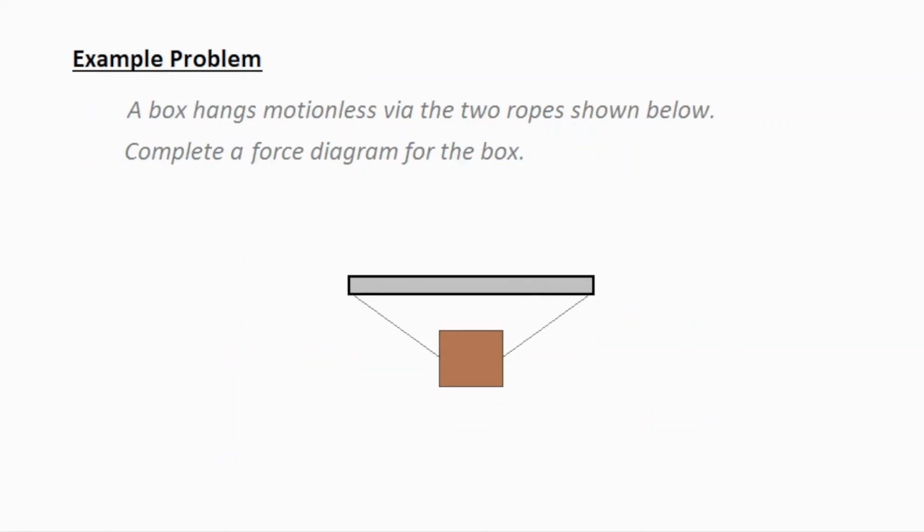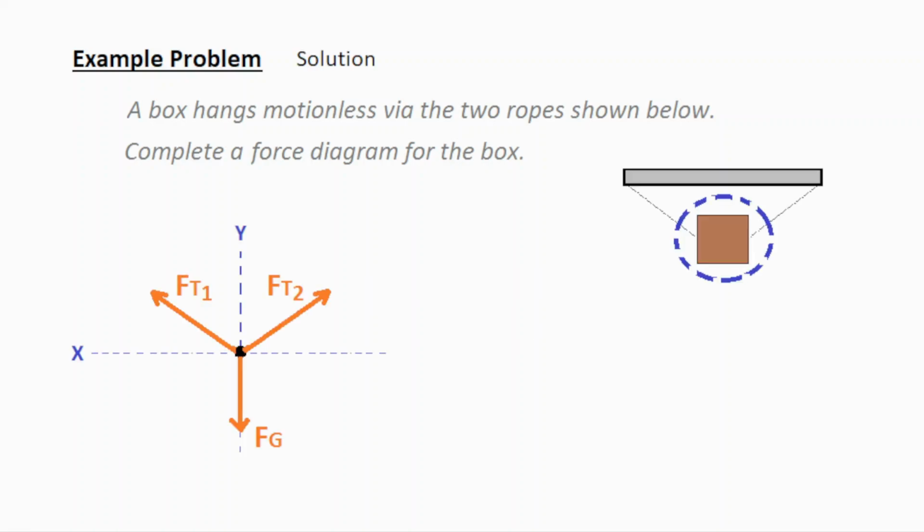Now we have a box that is again tied by 2 ropes, but both of these ropes are angled. I start by identifying my object. I complete my force diagram, where there is a downward force of gravity, and again 2 tension forces, but each of these tension forces are angled because of the angled ropes. Because they are angled, I will draw in the components for each.